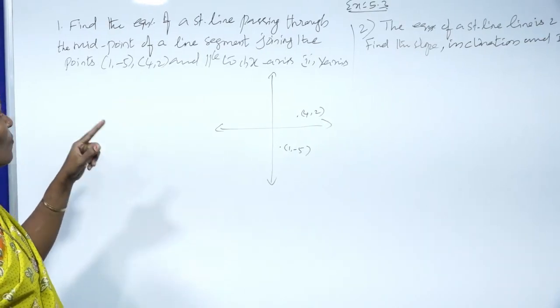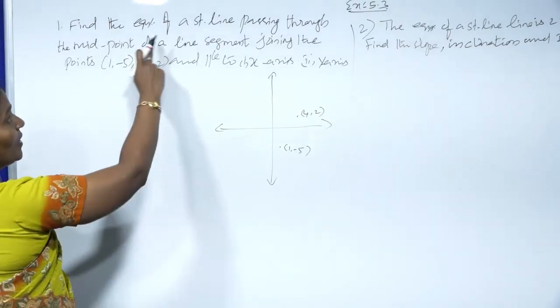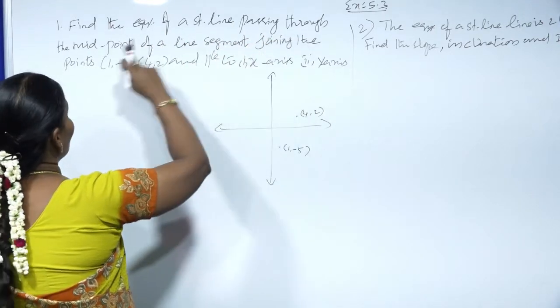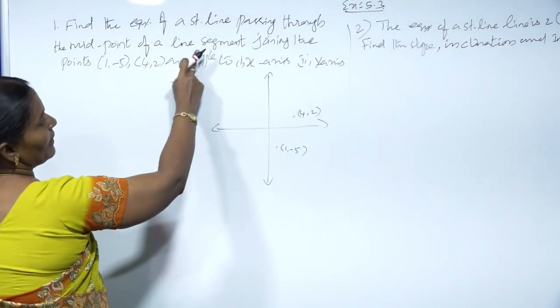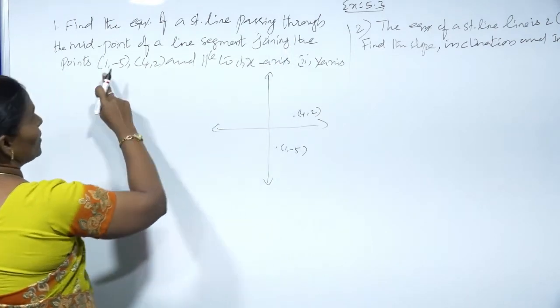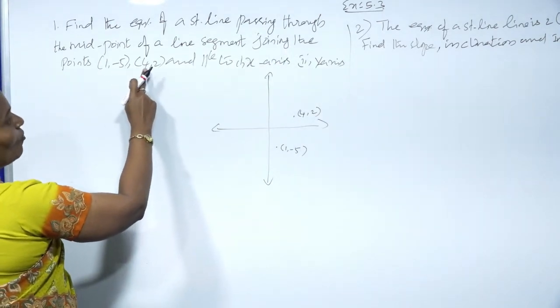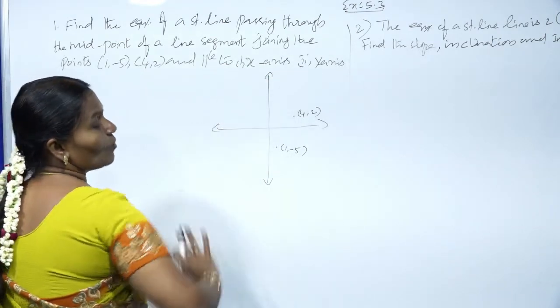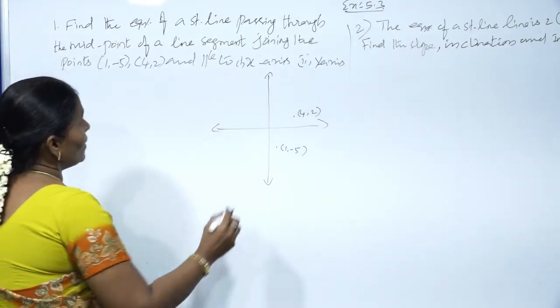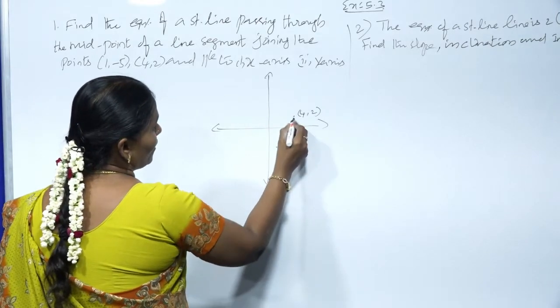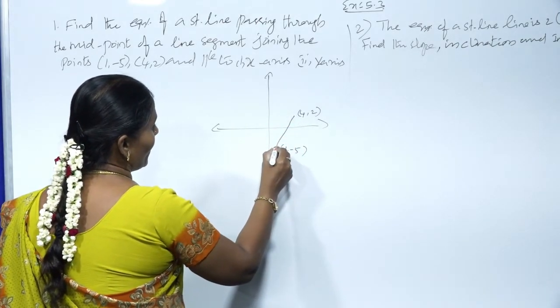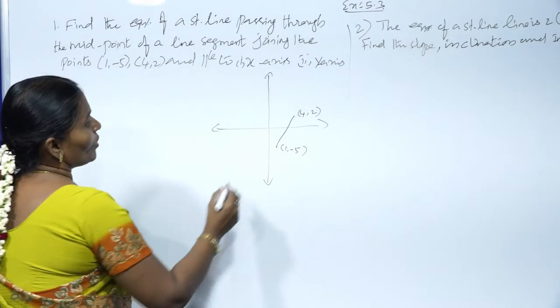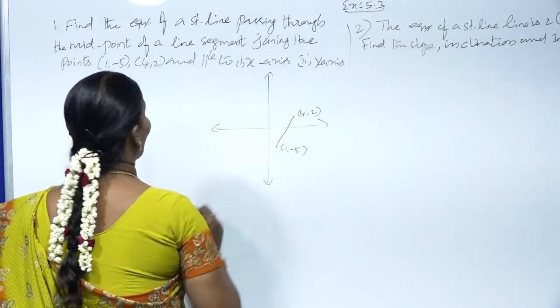Coordinate geometry exercise 5.3, first sum. Find the equation of a straight line passing through the midpoint of a line segment joining the points (1, -5) and (4, 2), and parallel to the x-axis and the y-axis. See, these are 2 points. Now join these 2 points, we get the line segment. What is the midpoint of these 2 points?